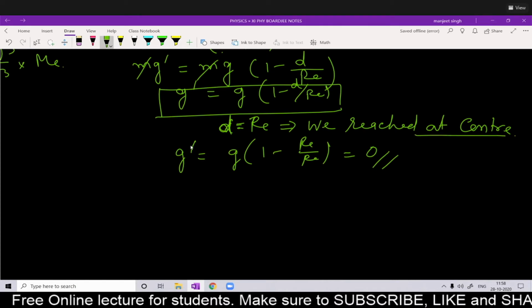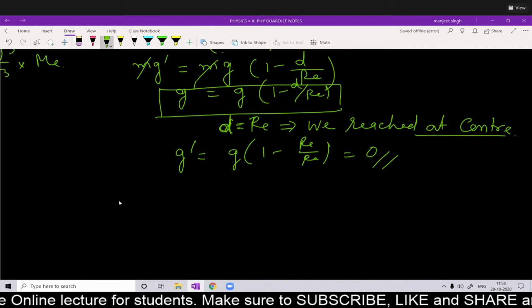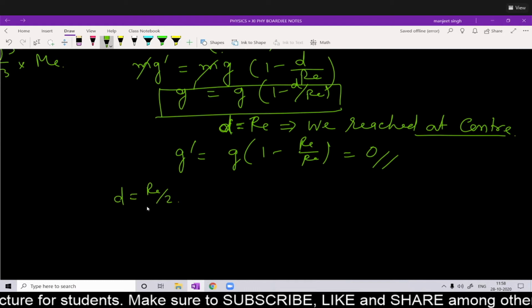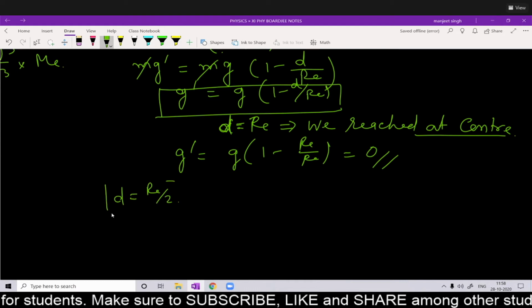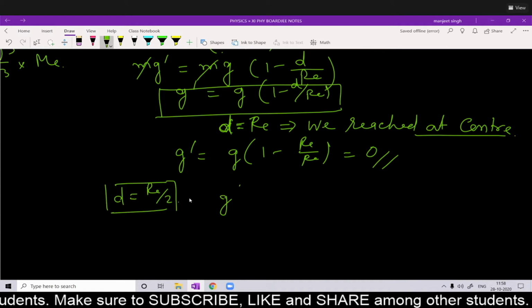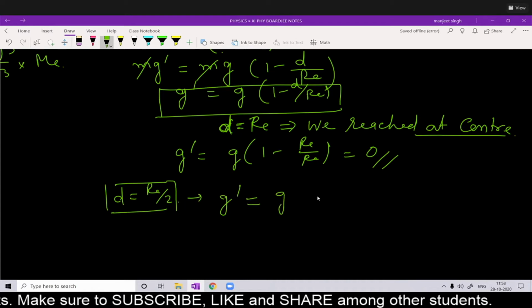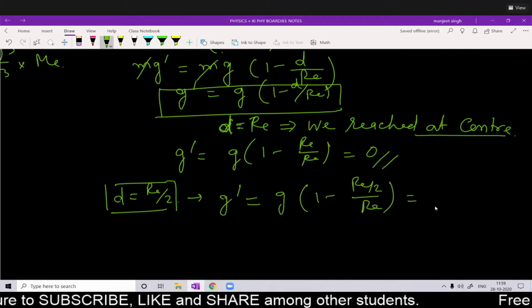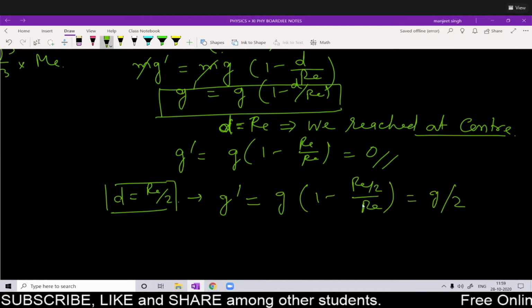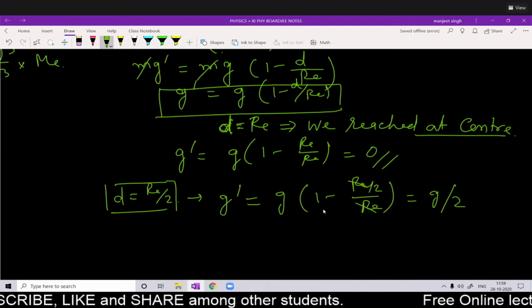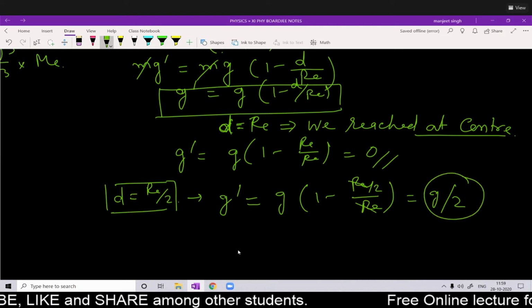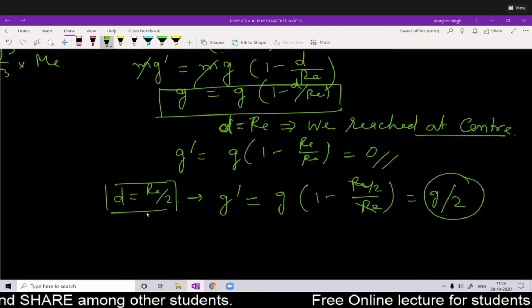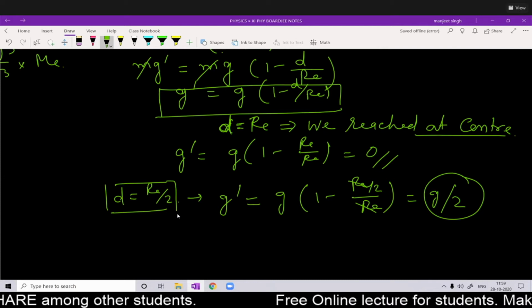Okay. So calculate another question. Suppose D is equal to RE by 2. We have gone to that much depth. Then what is g dash? g dash will be given by g times 1 minus RE by 2 divided by RE. That means 1 minus 1 by 2 is 1 by 2, and this comes out to be g by 2. The value of g will become half if we go at a depth D is equal to RE by 2.